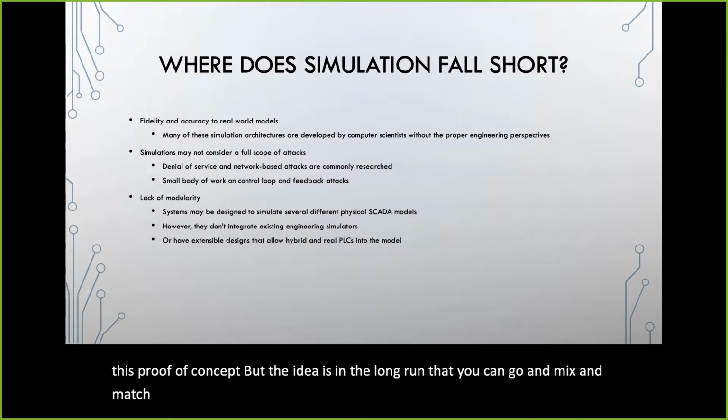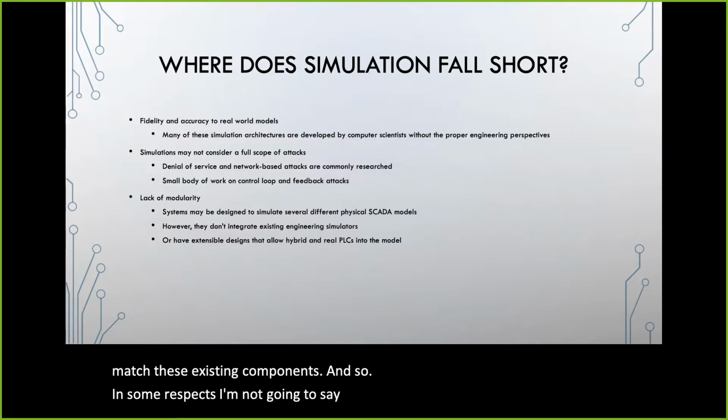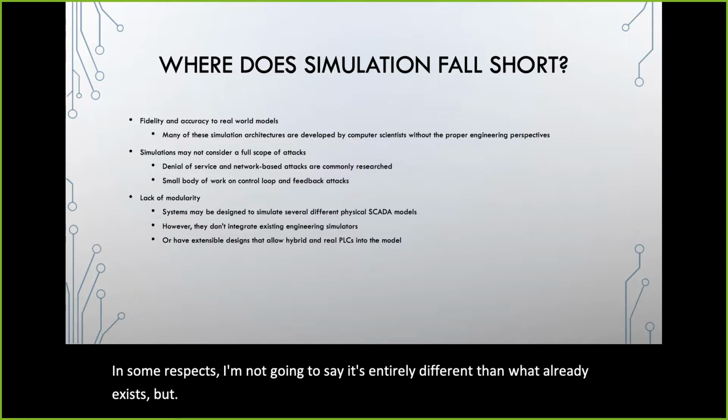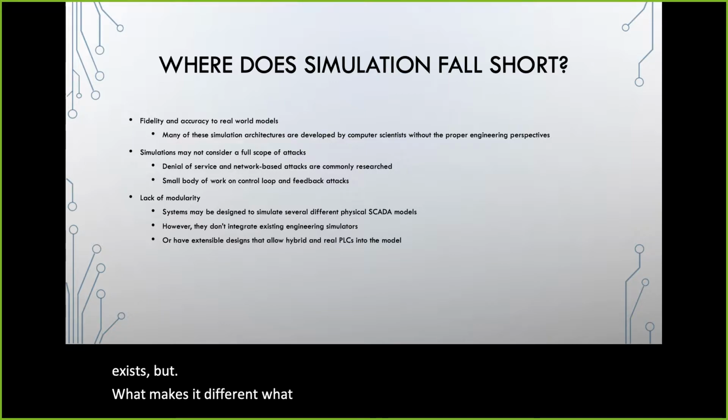But the idea is that in the long run you can mix and match these existing components. In some respects, I'm not going to say it's entirely different than what already exists, but what makes it different and powerful is the modularity, the ability to build it out with all these different components.